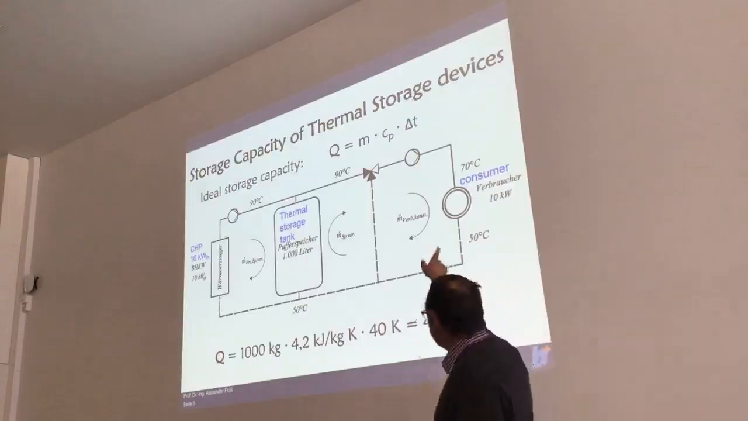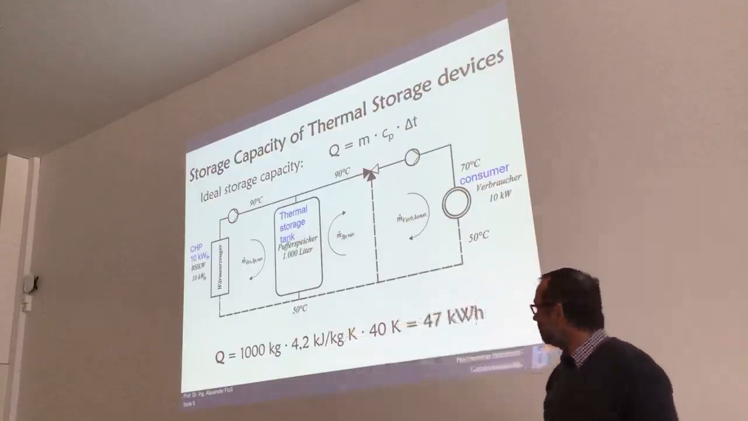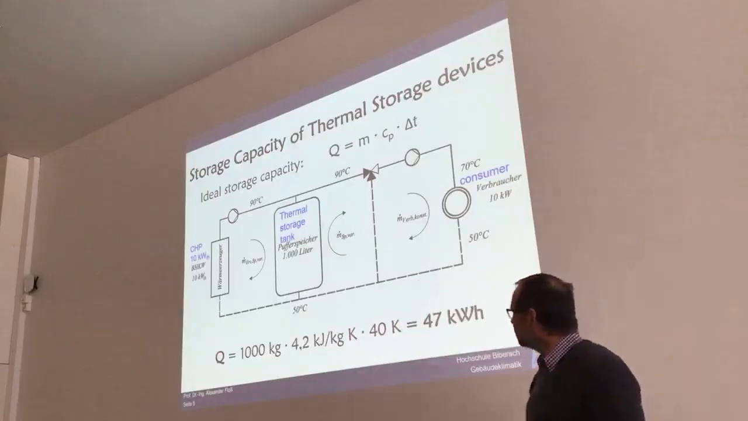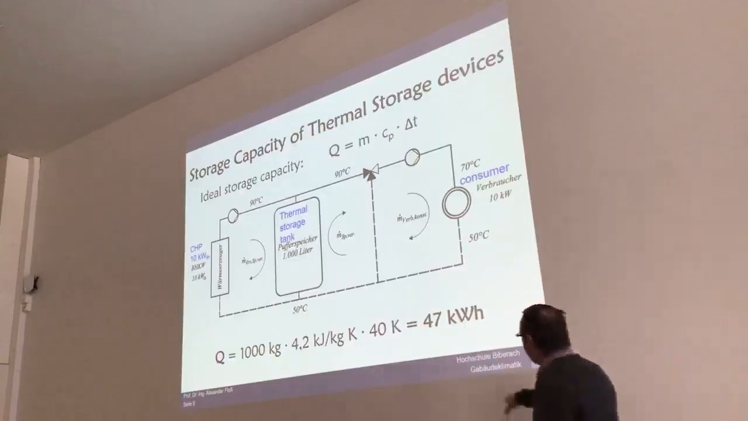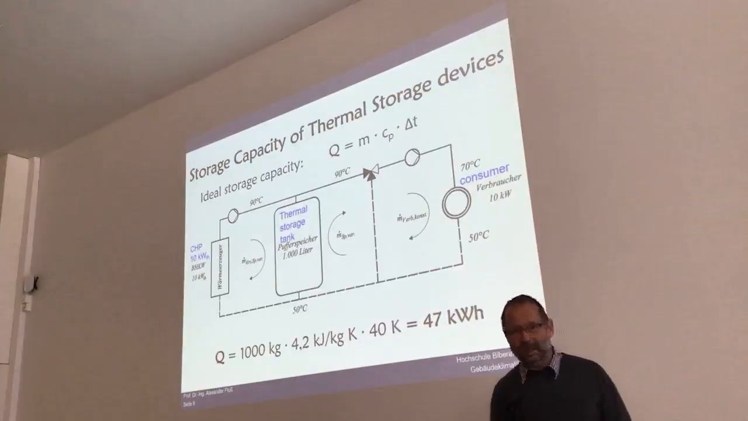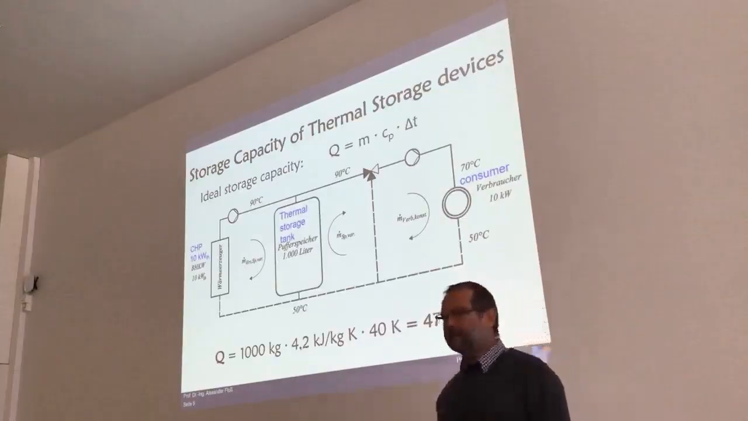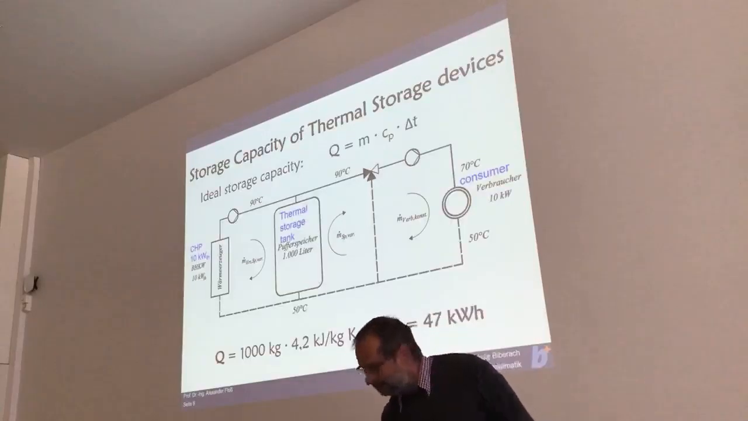And that gives us, if we write it in the equation, 1,000 kilogram multiplied with 4.2 kilojoule per kilogram Kelvin, multiplied with 40 Kelvin. So we get a storage capacity here of 47 kilowatt hours. That's the ideal storage capacity.